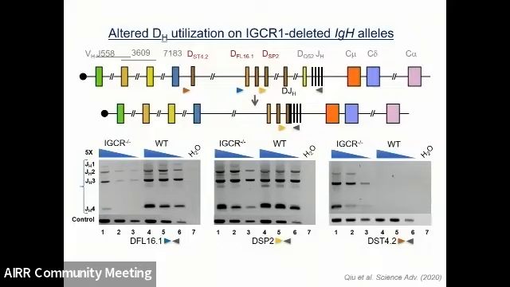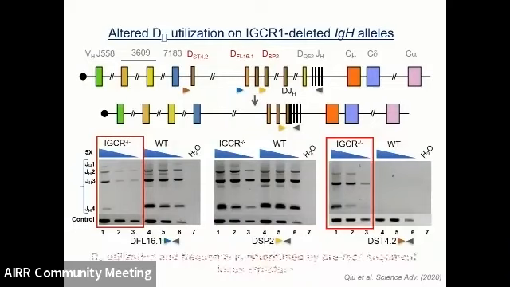Okay? So in this altered structure that is generated when you delete the IGCR and the enhancer now interacts with a more distant site, the consequence is that DFL16, which moves away from the recombination center, its recombination frequency goes down. DST4.2 that moves into this newly generated chromatin domain, its recombination frequency goes up.